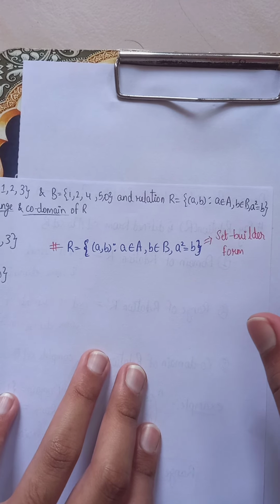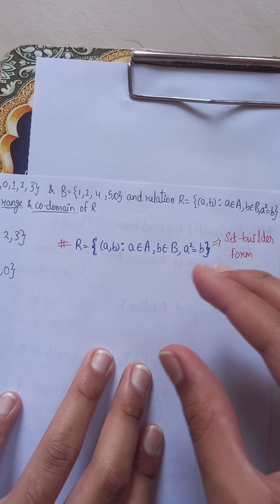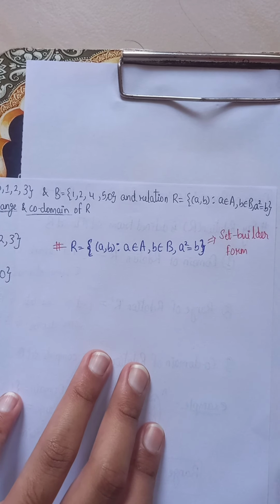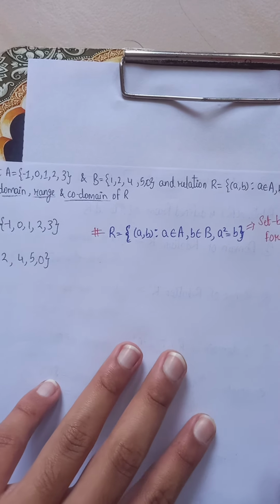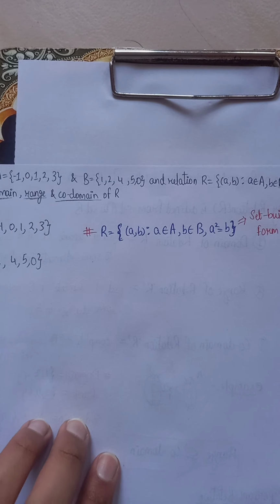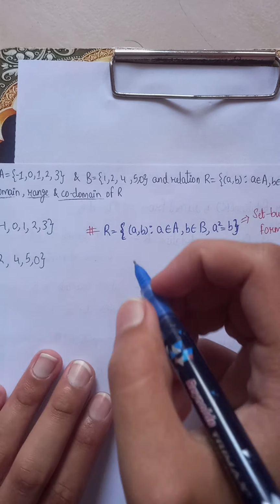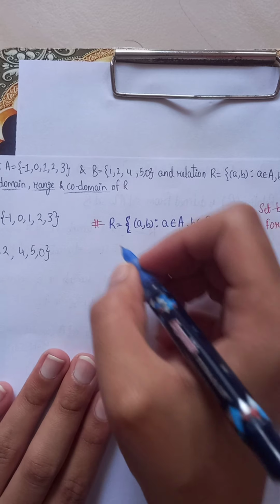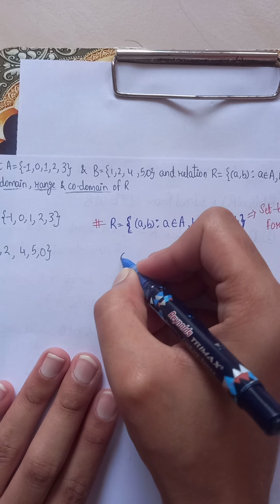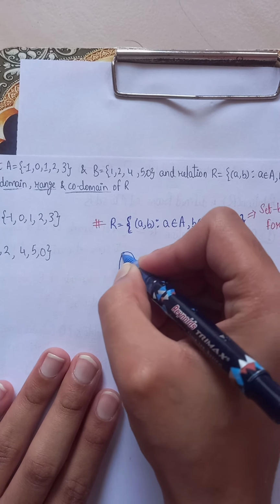You square the elements present in set A and match the answer to the elements in set B. Okay, so now, how do you solve this question? You solve it by arrow diagram. We learned it in the last lectures.